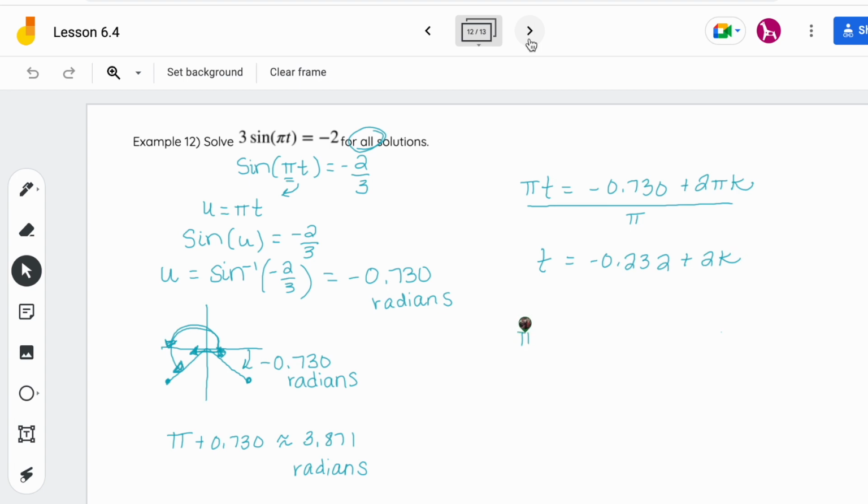I also have pi t must equal 3.871 plus multiples of 2 pi. But to get t by itself, we'll divide everything by pi. 3.871 divided by 3.14159, etc., gives us 1.232 plus multiples of 2.